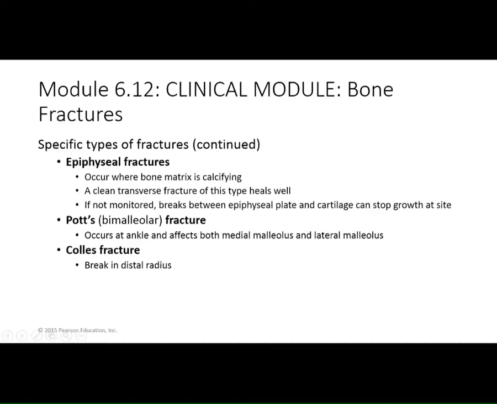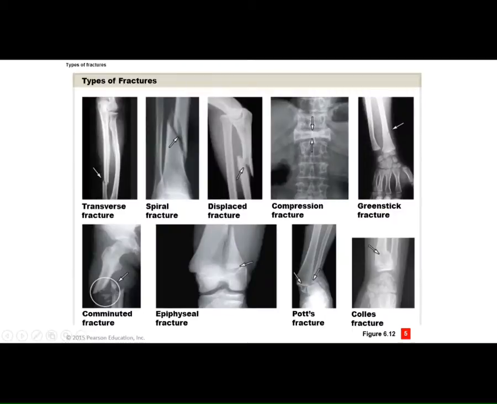And then Cole's fracture. In other words, there's an orthopedic name for many fractures, depending on where it is. I'm not going to go through the whole list by any means, but there's a specific name for a break on the distal radius. Okay, the Cole's fracture. So let's just take a look at a few of these.